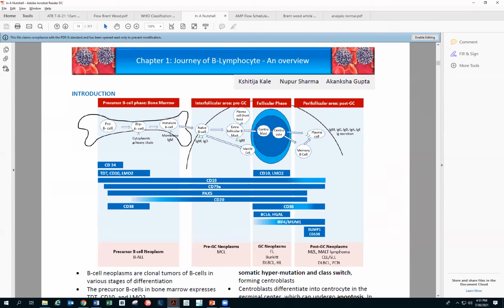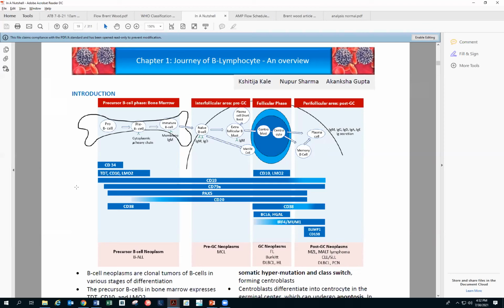And then in the post-GC, the memory B cell and the plasma cell develop. These are responsible for the plasma cell neoplasms, and the memory B cells are responsible for the marginal zones, and CLL, SLL is also post-GC. DLBCL can actually be germinal center or activated B cell, though that will come later.